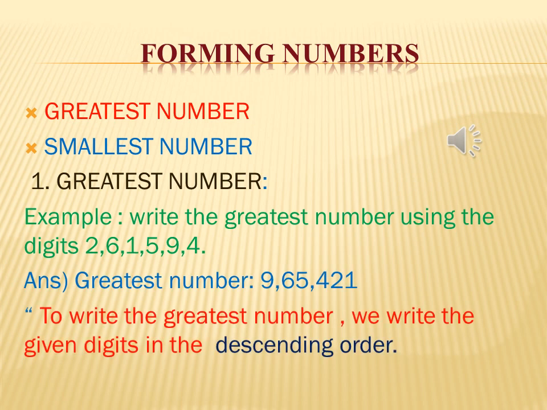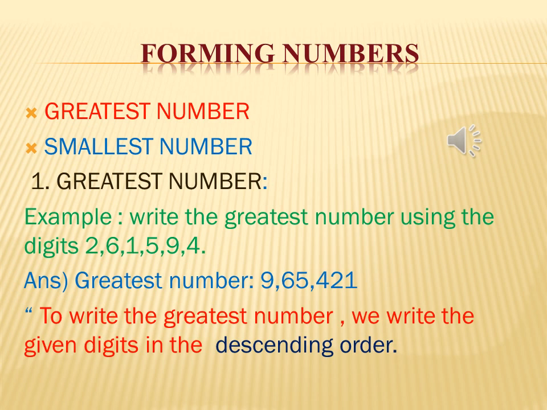Dear children, let us start with our today's topic, forming numbers. In this topic, we'll see how to write the greatest number and smallest number using the given digits. First, let us see how to write the greatest number. Look at the example given. Write the greatest number using the digits 2, 6, 1, 5, 9, 4. Here we are given 6 digits. Using these 6 digits, we have to write the greatest number.